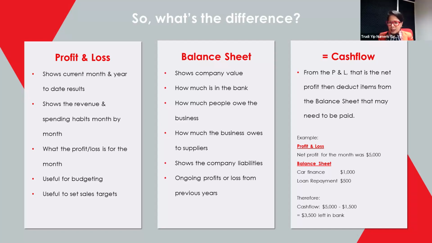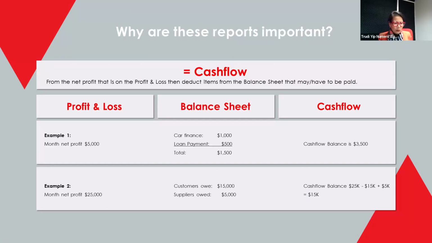As my example here, with the net profit of 5,000 minus your balance sheet, I'm giving you what's left in the bank. I'm sure you're going to have lots of questions, so we'll leave them till the end. So let's go to the next slide. I've just done a couple more examples here just to help. I've just given you an example of a net profit of 5,000 with your cash flow of 3.5.